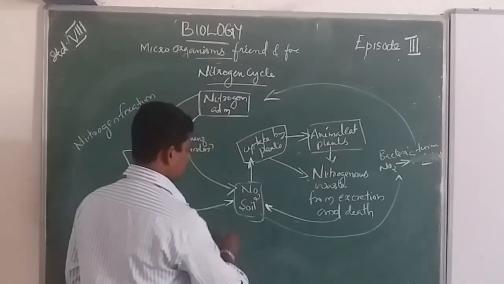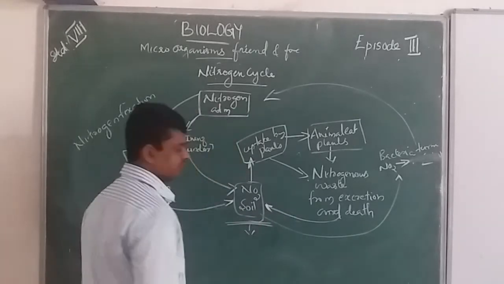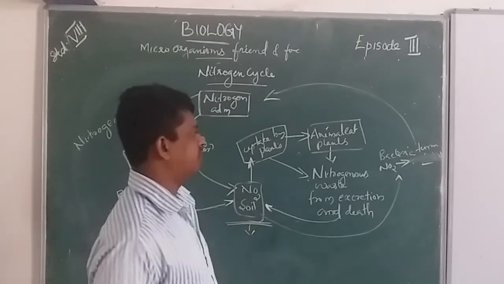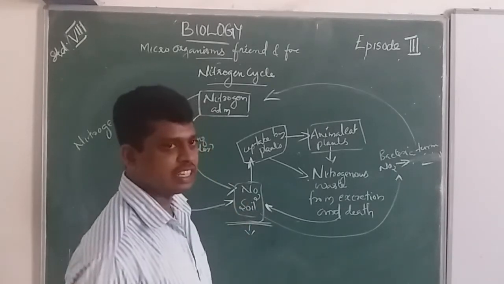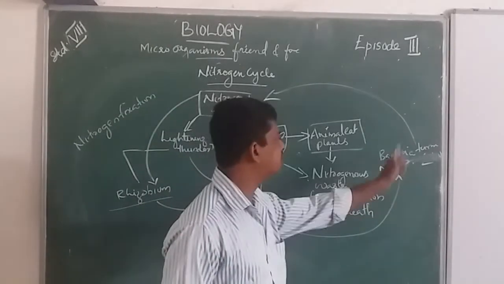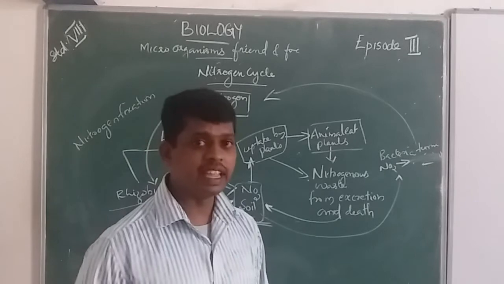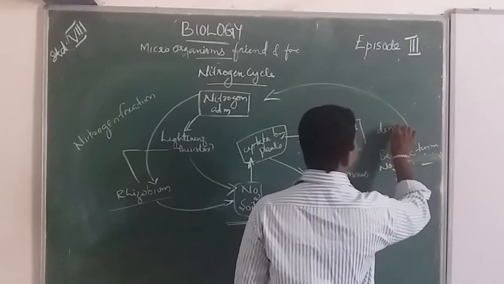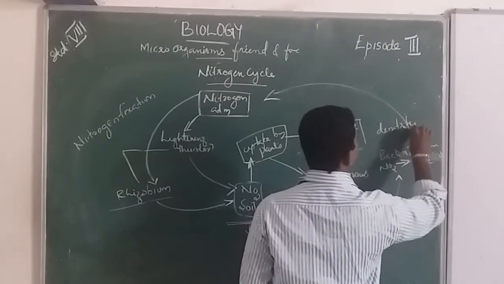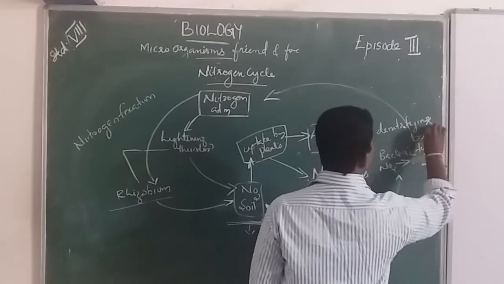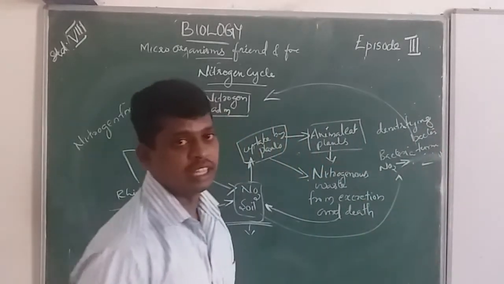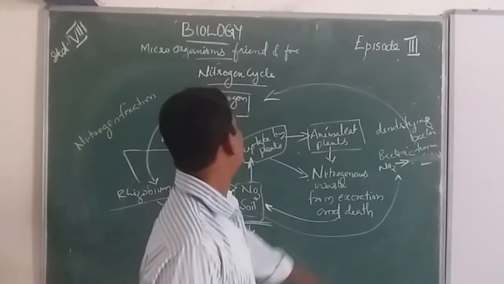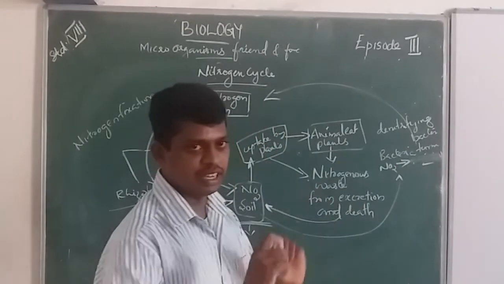And then now the nitrate is returned to the soil. Okay? Then the returned nitrate reacts with bacteria. That bacteria is denitrifying bacteria. Okay, it's not, it is nitrifying bacteria. Denitrifying bacteria convert soil nitrate into atmospheric nitrogen. This is the nitrogen cycle.